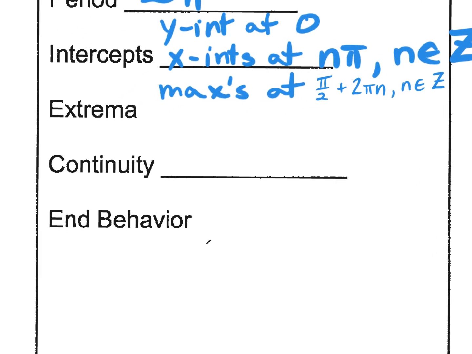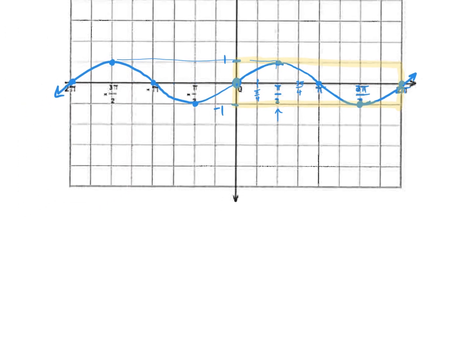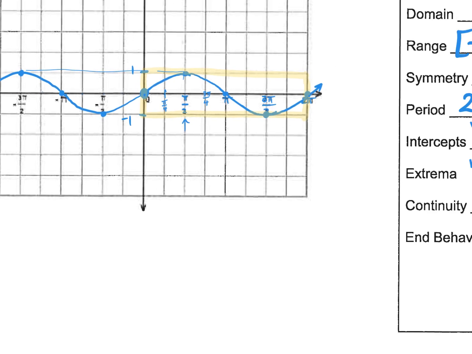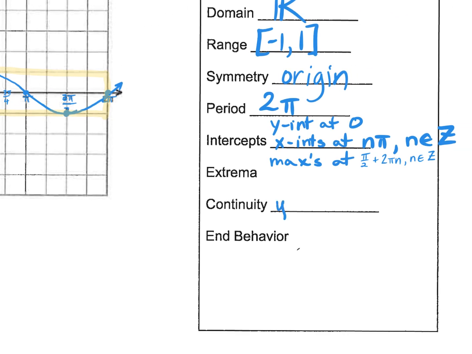Now, is this guy continuous? Could you trace this whole thing without ever picking up your pencil? Yeah. So is it continuous? Yes. Over what interval? How do we say everywhere? From where to where? You're on the right track. From negative infinity to infinity.